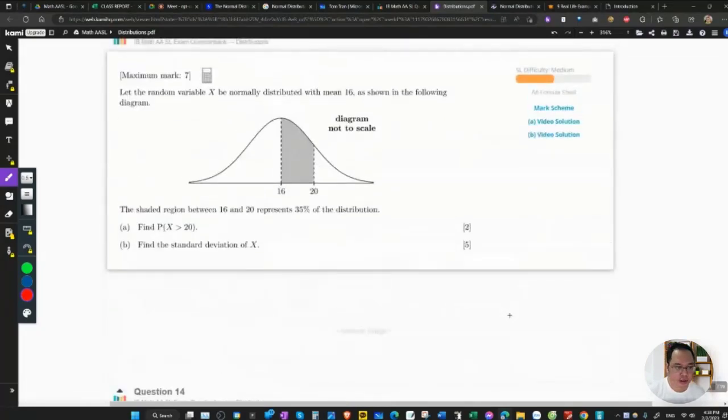Mean 16, shown in the following diagram. The shaded region between 16 and 20 represents 35% of the distribution. Find the probability x greater than 20.